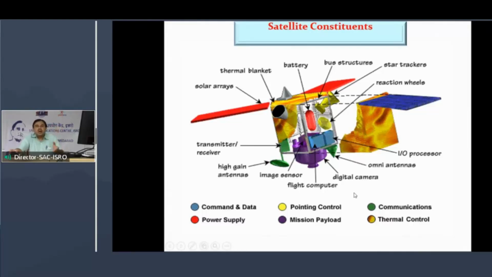And then the payload will be sitting inside this satellite, and that will do the basic work, the work of a brain or a heart, which will finally be utilized for any specific application.